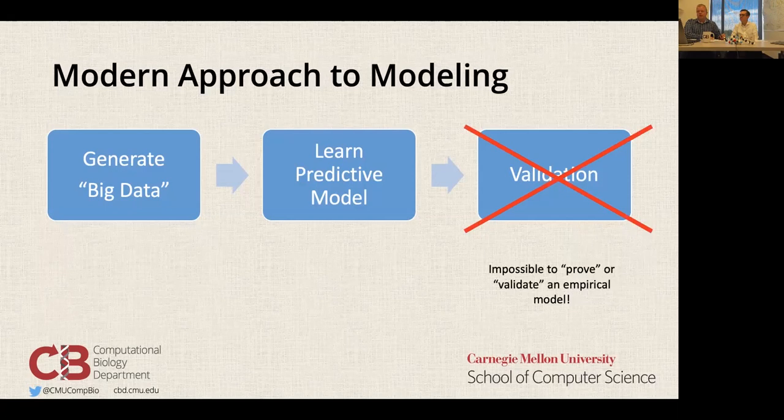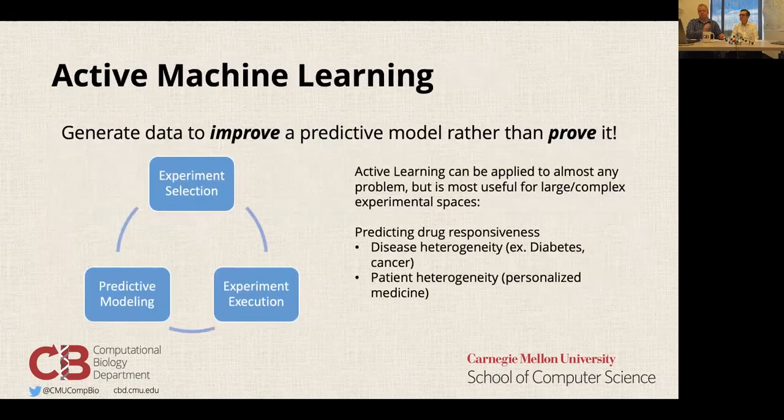Right, so we are taking a very different approach. Rather than generating data to try to prove a model, we want to generate data to improve a model. We do this in the context of active machine learning. This is a cycle that we run where it starts out with experiment selection. You run a set of experiments, you execute those experiments, and then you build a predictive model from the data you generate. And then based on that model, you select another set of experiments.